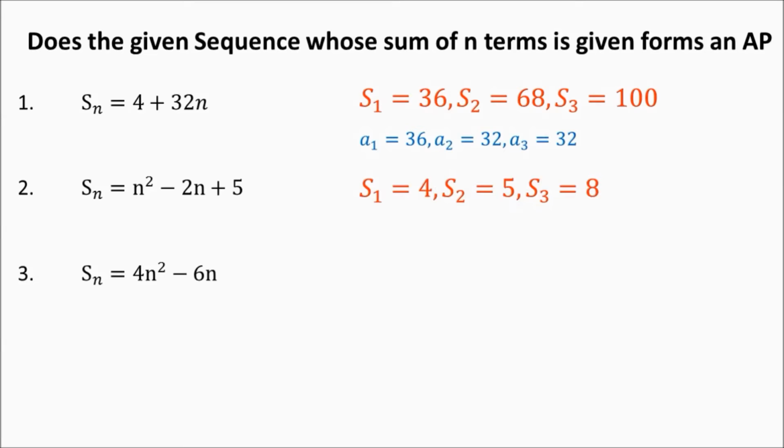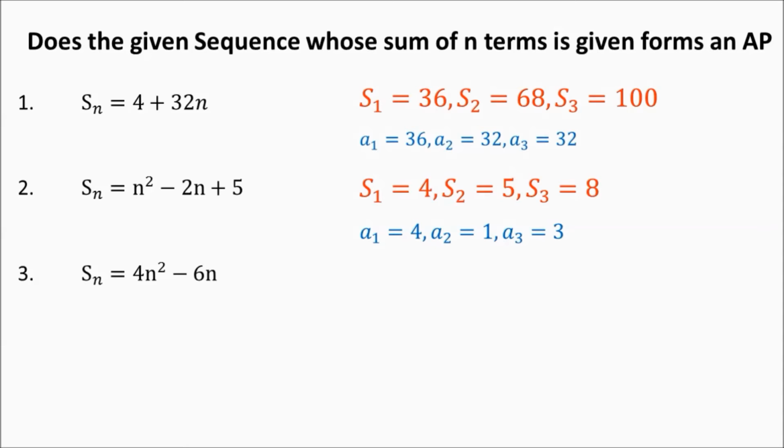In the second case, if I put n equals 1, I will get 4, n equals 2 will give me S2 equals 5, and n equals 3 will give me 8. The first term is nothing but S1, which is 4, the second term is nothing but S2 minus S1, which is 1, and the third term is S3 minus S2, which is 3. So this is how I get the first 3 terms.